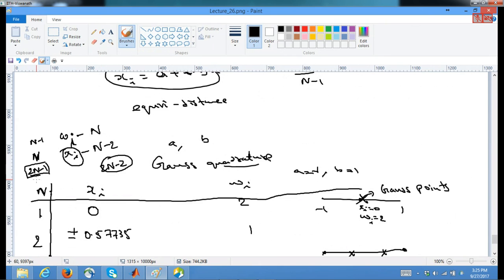This is for the kind of Gauss quadrature, but there are different types like Gauss-Lobatto, where the endpoints are fixed, where it can go up to 2n minus 2. Anyway, this is 2n minus 3. So let me review it.